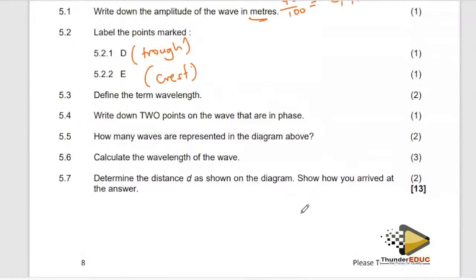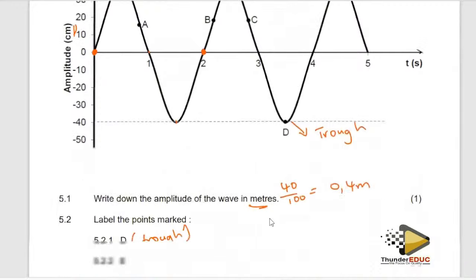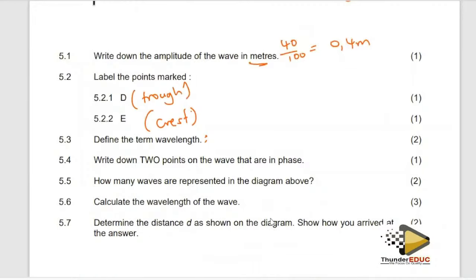And then 5.3, they want us to define what is meant by wavelength. Look at this: if we look from this point up to this point, that will be one wavelength. So it is the distance between one full cycle of a wave, or between two successive points. I'm going to define it as the distance between points on a wave for just one cycle. Someone could also talk about the distance between adjacent crests or adjacent cycles of a waveform, whichever way you put it.